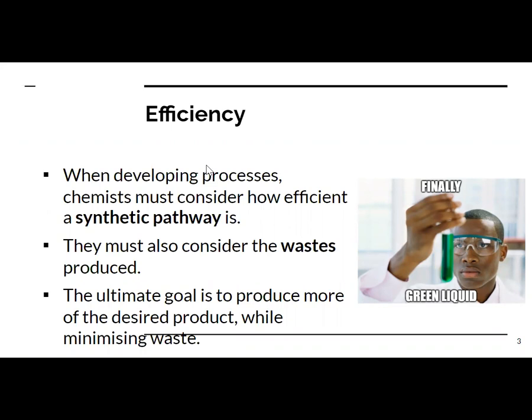Efficiency, so we make the green liquid. How efficient a synthetic pathway is. So a synthetic pathway is just creating a pathway to make a product that doesn't exist in nature. And the wastes that are produced. So the ultimate goal is to produce more of the product and less of the waste. From an industrial point of view, this makes perfect sense. The less waste there is, the more product there is, the more money you make.